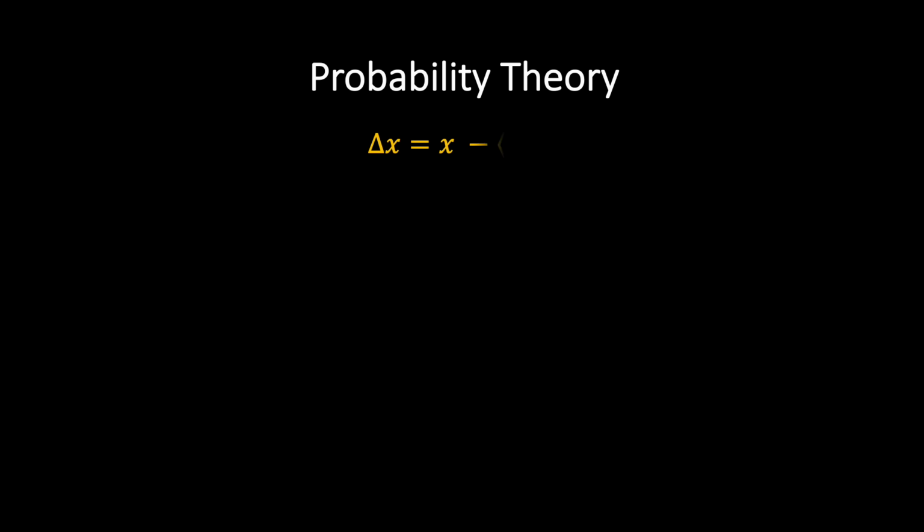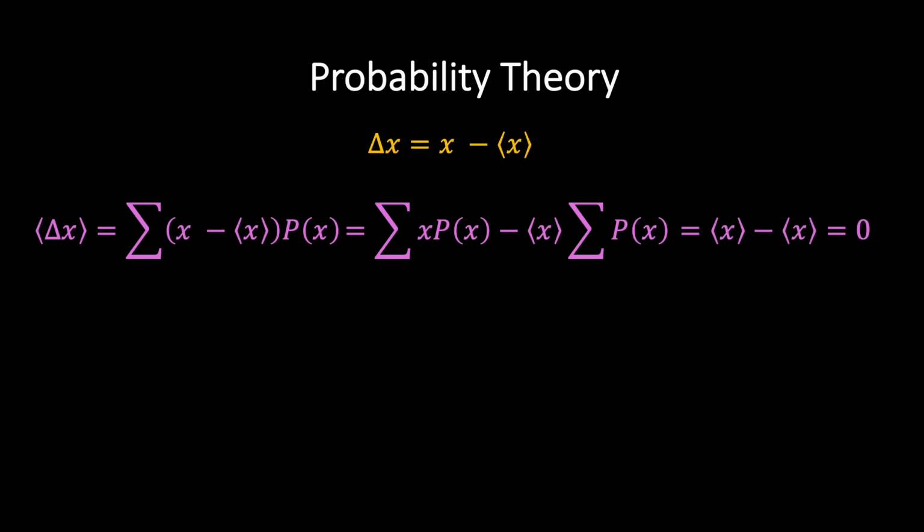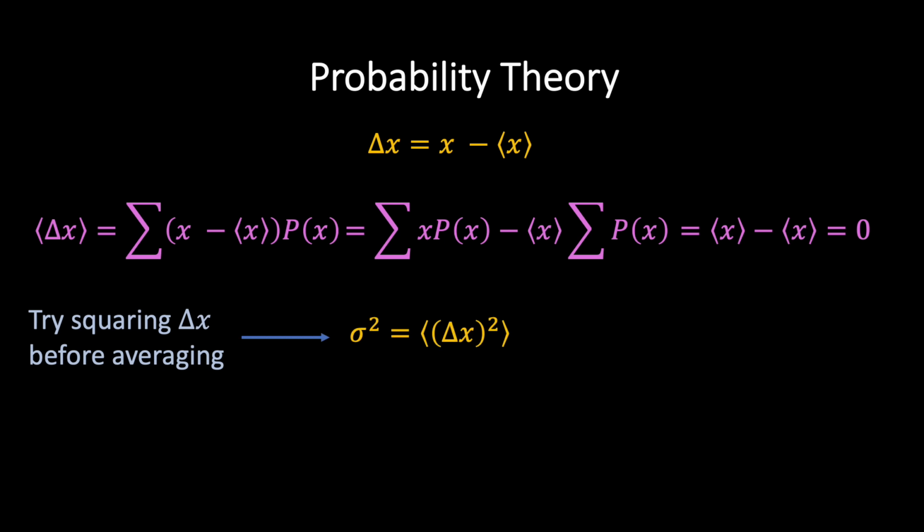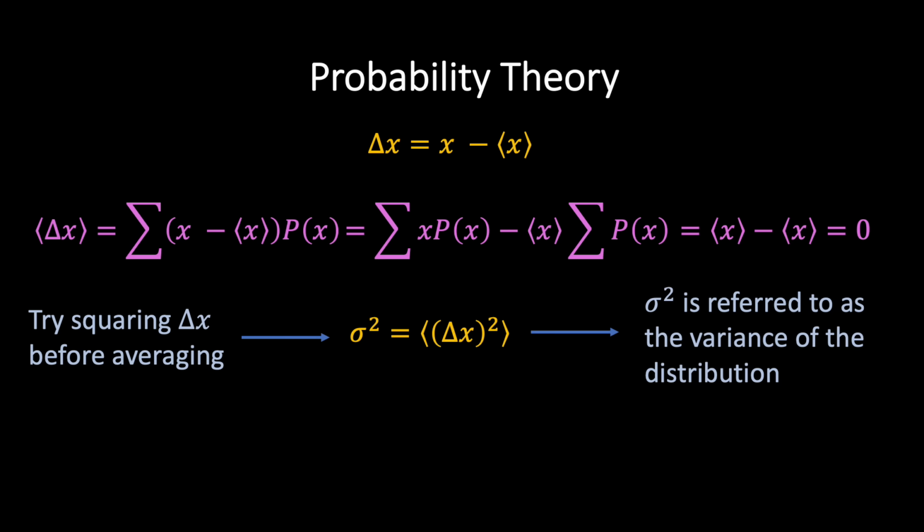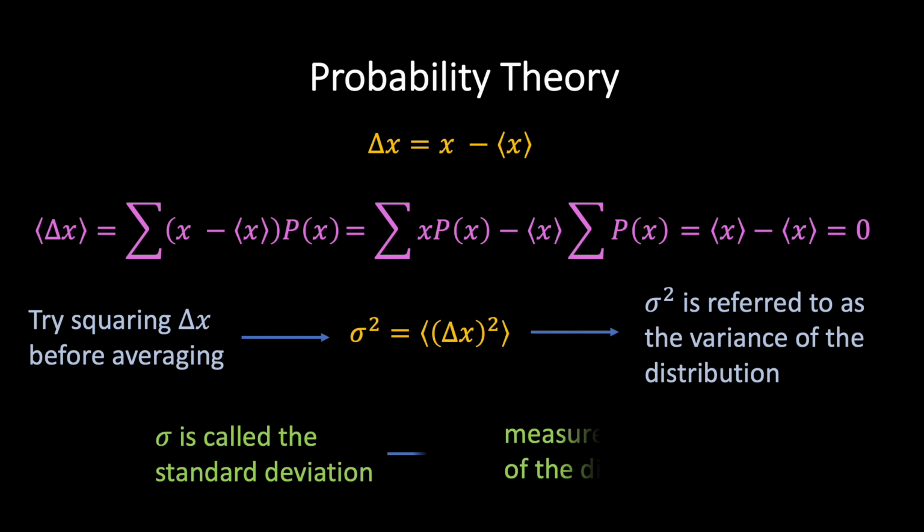In other words, calculate delta x equals x minus the expectation value of x, and then compute the average, or expectation value, of the difference. However, if we do this, then we see that the expectation value is equal to 0. Now, the conventional way to get around this problem is to square delta x before averaging, in which case we have the following expression. Here, the quantity sigma squared is referred to as the variance of the distribution, and sigma itself is called the standard deviation, which is the customary measure of the spread of the distribution around the average value.